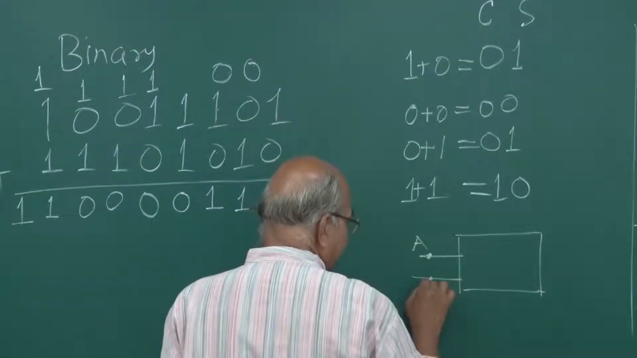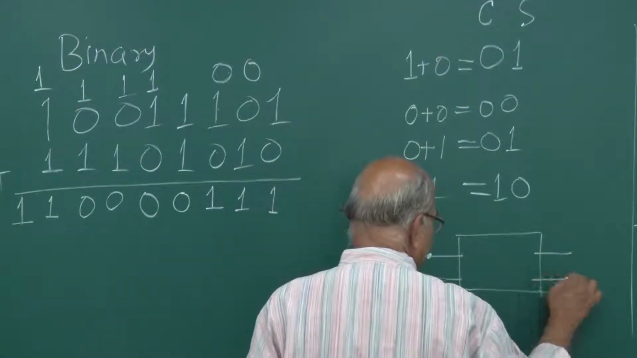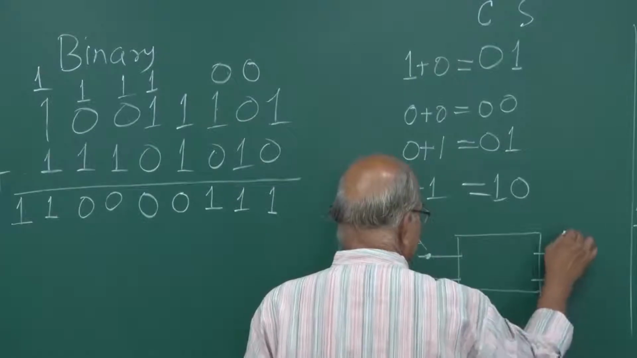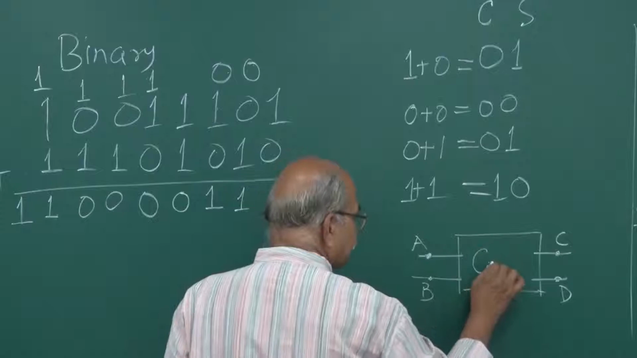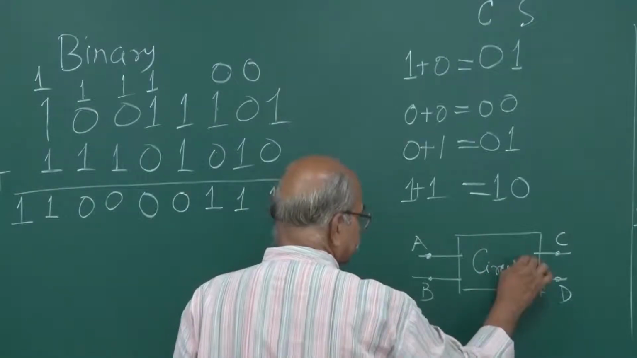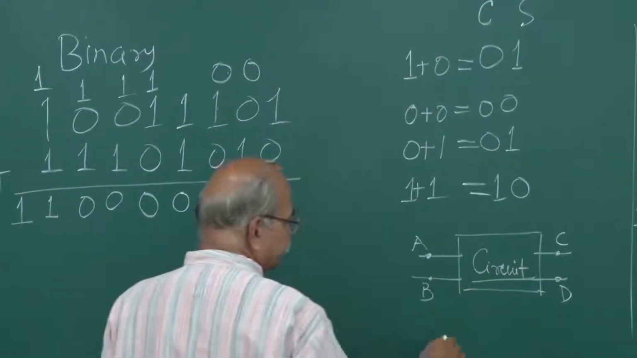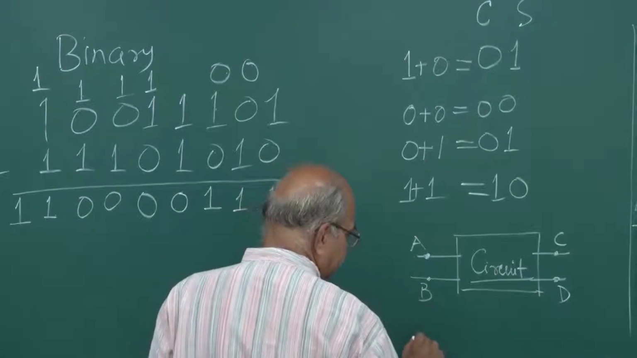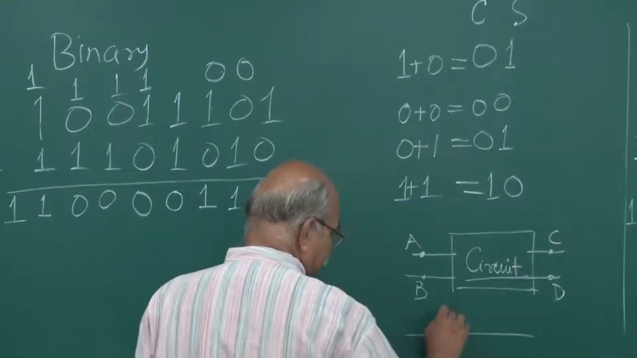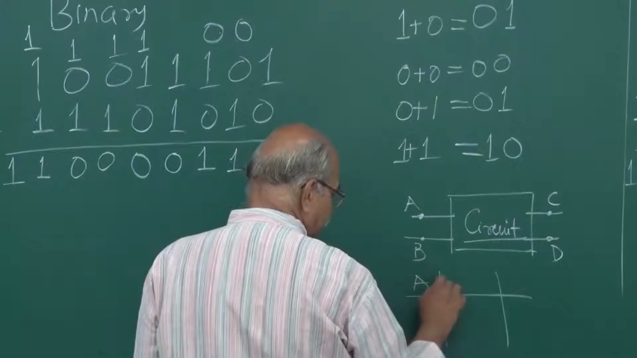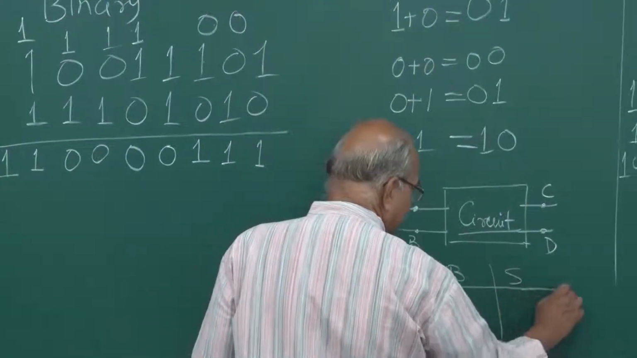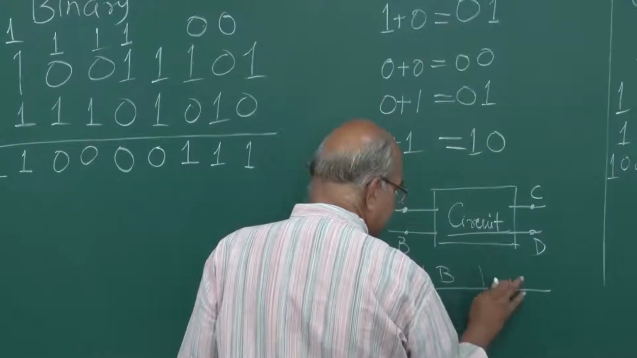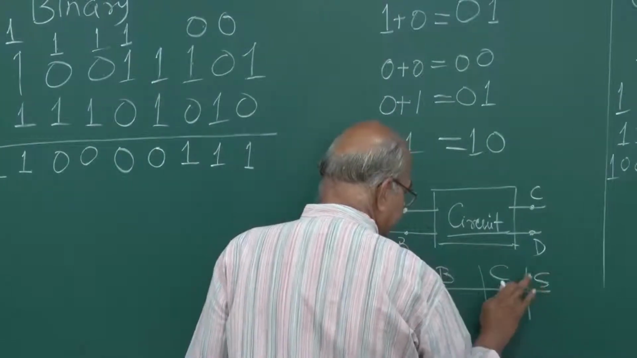And I have two outputs which I can call C and D. And then this is some kind of a digital circuit, and the circuit should be such that if I write A here, B here, and S here, or let me write C here and S here.